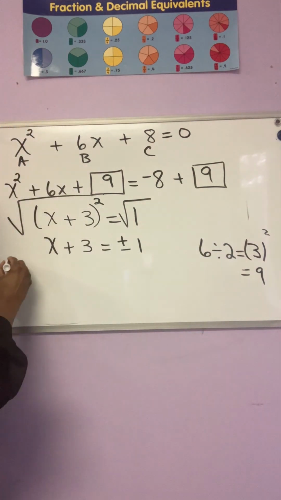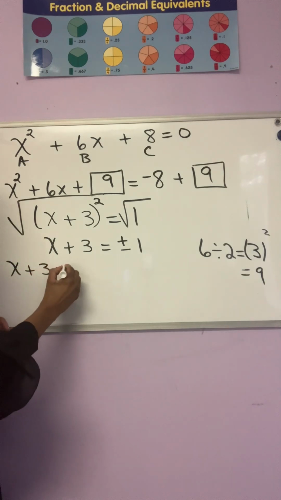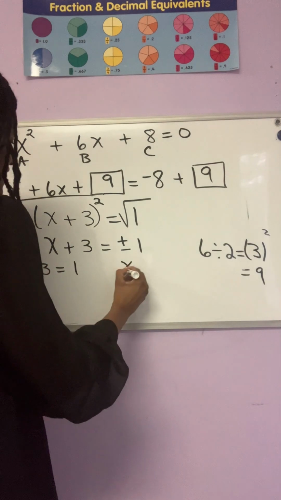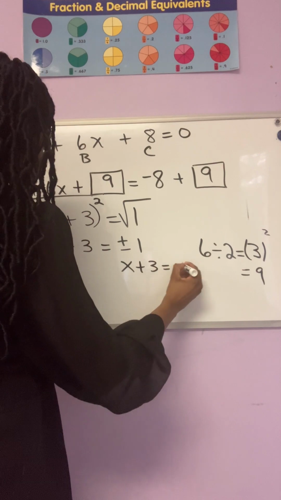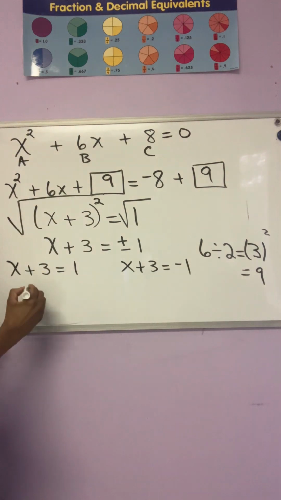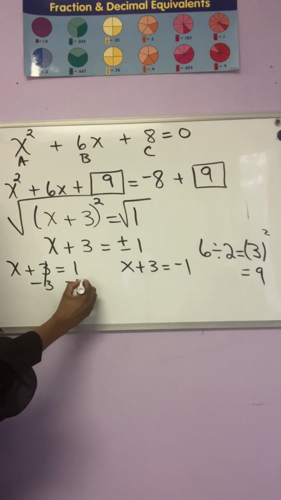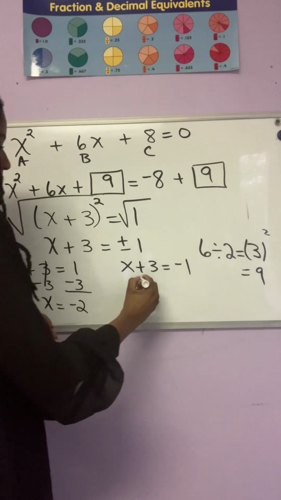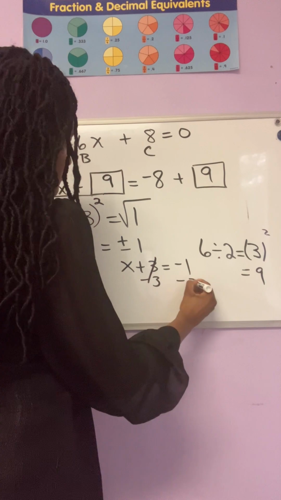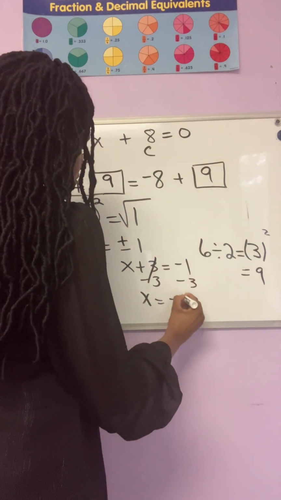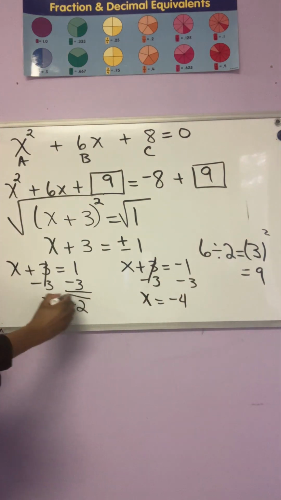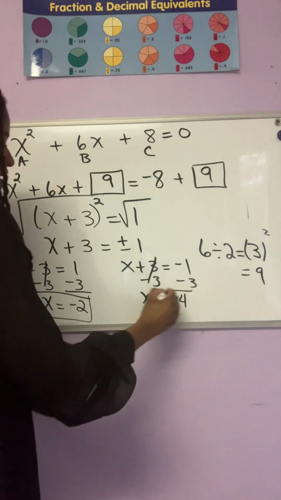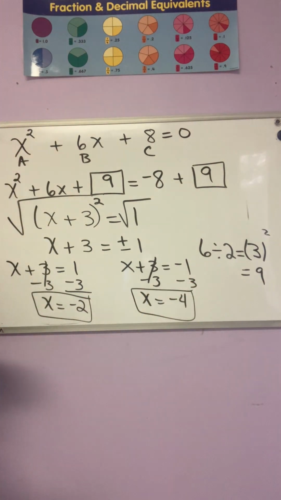All right, so now let's set it. X plus 3 equals 1. X plus 3 equals negative 1. All right, minus 3, minus 3. X equals negative 2. Minus 3, minus 3. X equals negative 4. All right, so those are our two answers. X equals negative 2 and x equals negative 4.